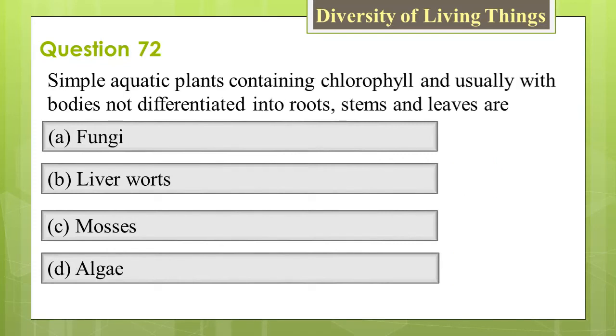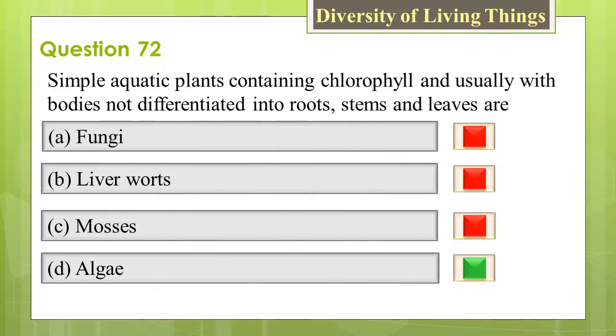Question 72. Simple aquatic plants containing chlorophyll and usually with bodies not differentiated into roots, stems and leaves are A. Fungi, B. Liverworts, C. Mosses, D. Algae. Which of the following alternatives is a correct alternative? The correct alternative is D, algae.